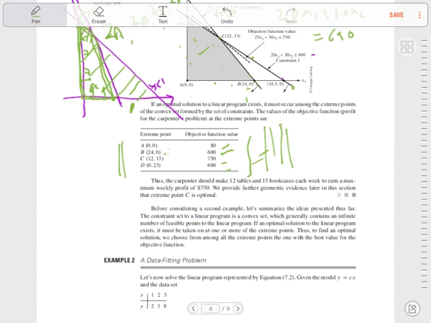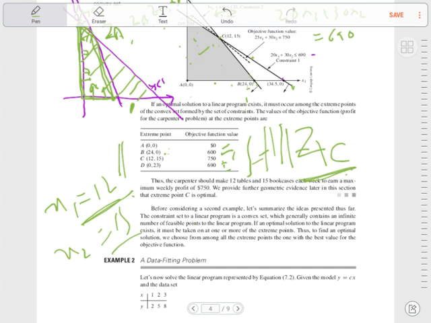So out of this, which one is the maximum? 750 is the maximum. Obviously it's a maximization problem, so I will take this 750. So ZC is the maximum. Which one is your maxima? Maxima is (12, 15), so x1 equals 12 and x2 equals 15. That means the carpenter can make a maximum profit of $750 by making 12 tables and 15 bookcases. So that is it. This is how we solve one physical problem which is given to us.